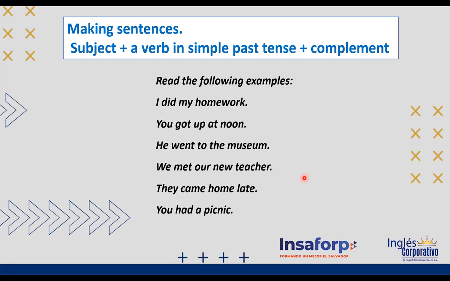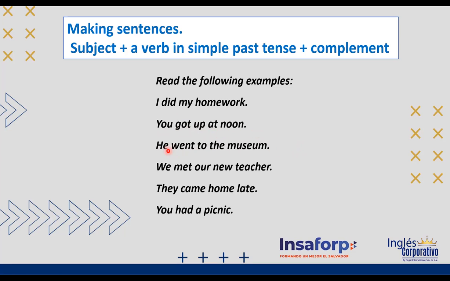Very good job. So the first one is, I did my homework. I is the subject. Did is the verb in simple past tense. My homework is the complement. And I have a sentence, I did my homework. The next one, you got up at noon. You is the subject, got up is the verb in simple past, and at noon is the complement.